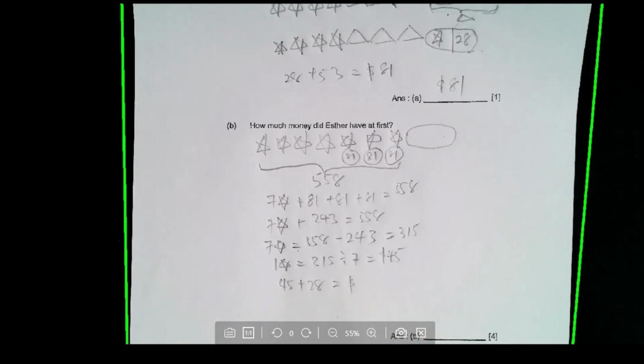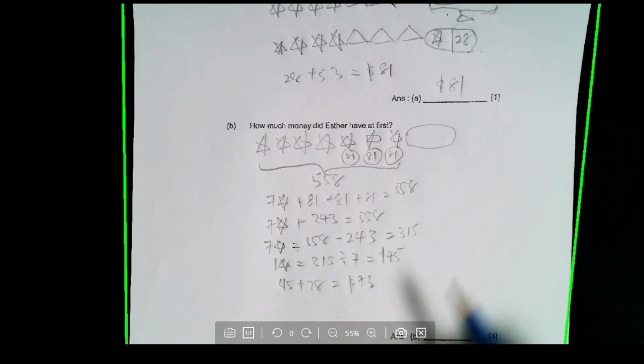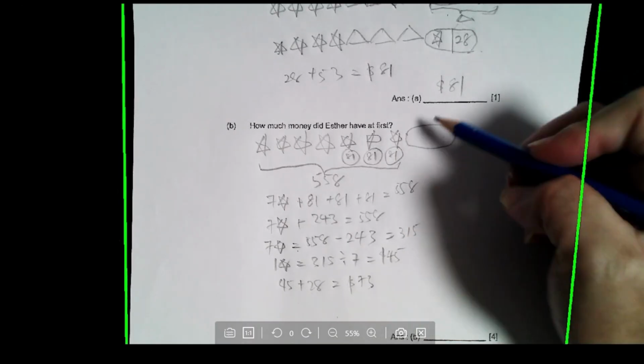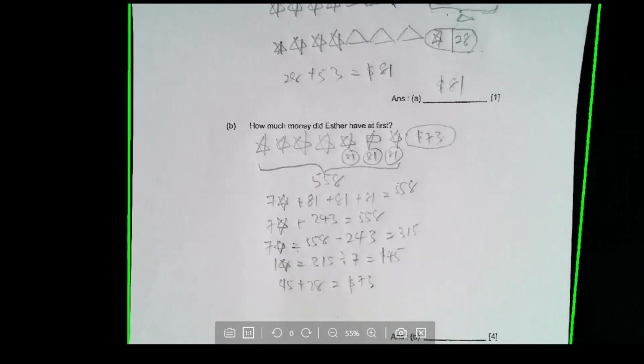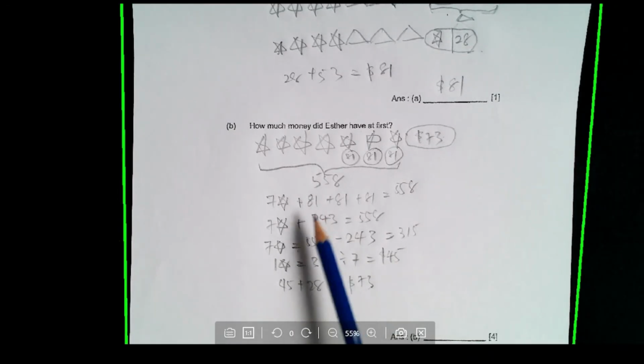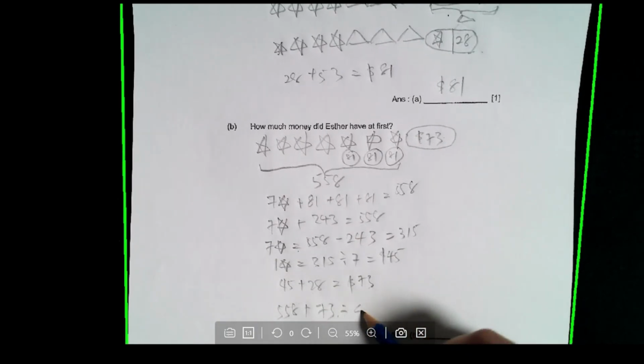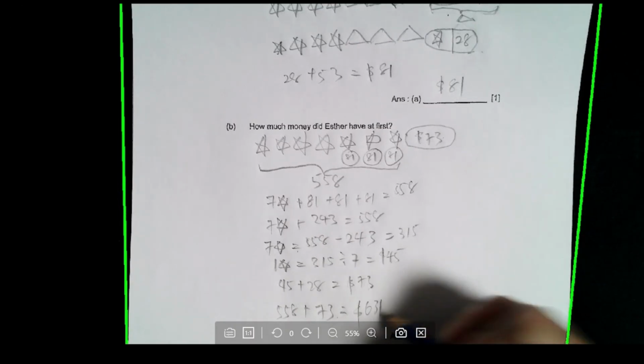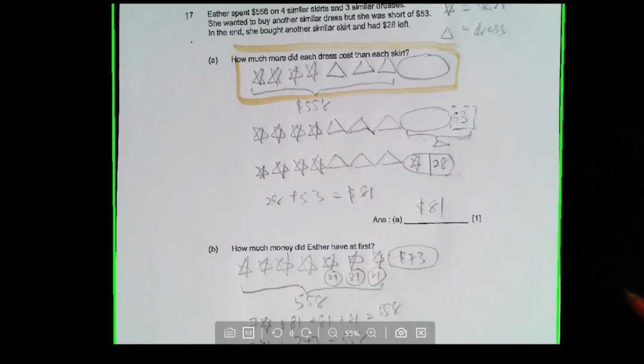Now, third sentence. Since she brought the money and she bought a similar skirt, she had $28 left. This is 73. How much money would she have at first? It is 8 plus 73. So then 600 is 31. Fill it in. And it's done.